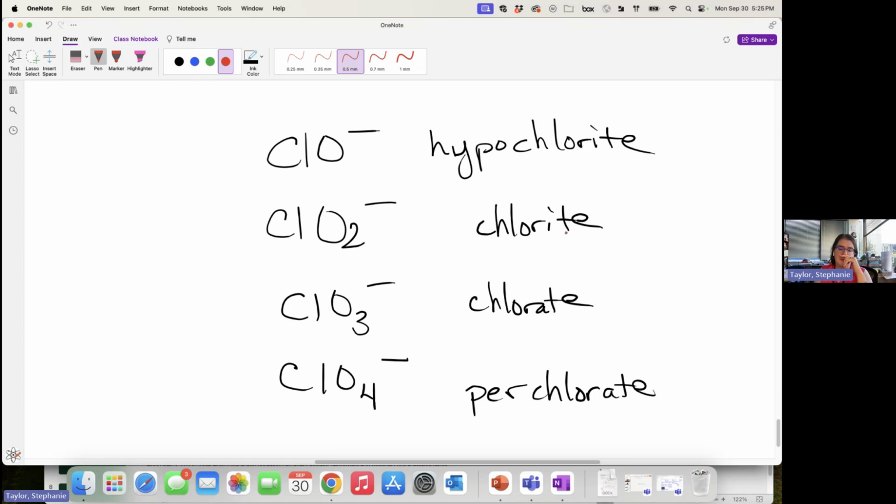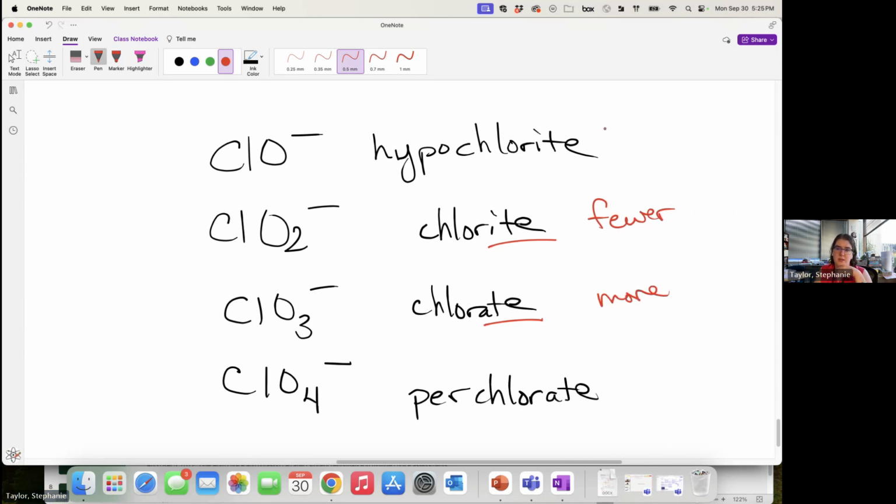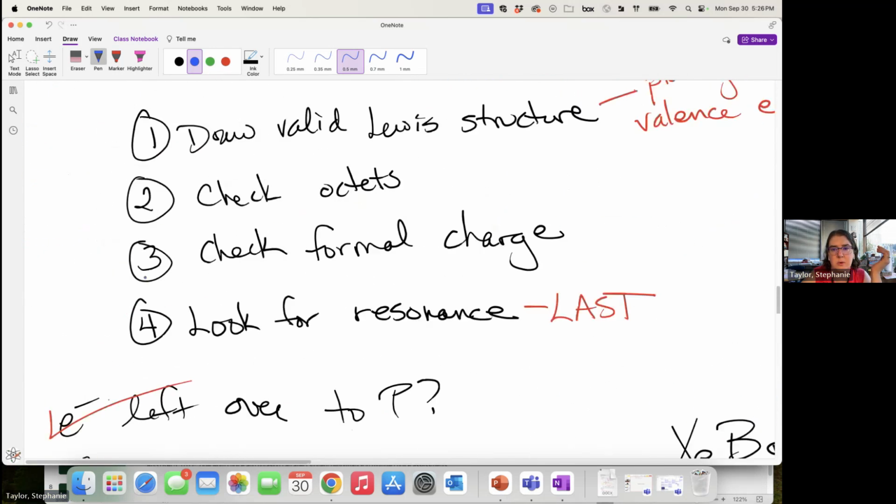So this gets into a little bit of Latin. This is fewer oxygens. This is more. This is even fewer because it's hypo and ite. So hypo and ite always go together. Perchlorate is even more. The per and the ate always go together. So you don't get a flip-flop. Hypo and ite go together. Per and ate go together. That's an always. The other thing that I usually have up my sleeve is, where's the small periodic table?